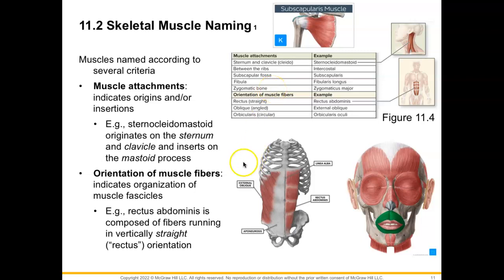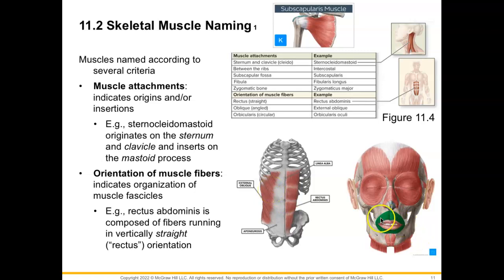Now, our other criteria can be the orientation of muscle fibers, so that we're looking at those muscle fascicles and in which direction they are moving. We have our example of the rectus abdominis muscle. Again, rectus means straight. So we see these fibers going straight down the abdomen. And we can also use terms like oblique, like we see over here, our external oblique. That means that these fibers are angled or in a diagonal.